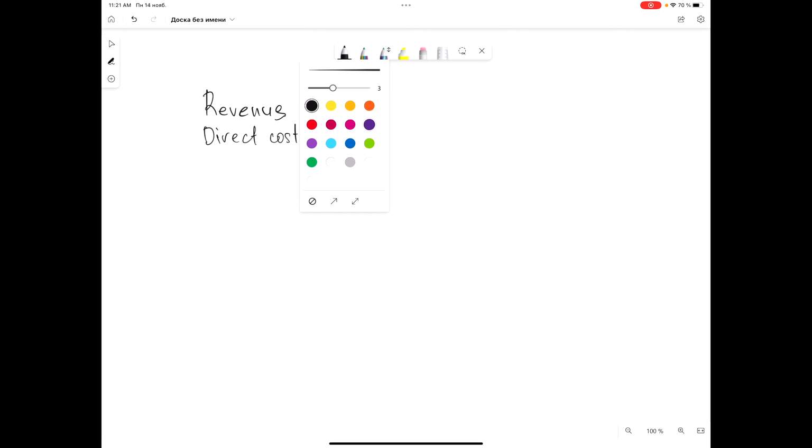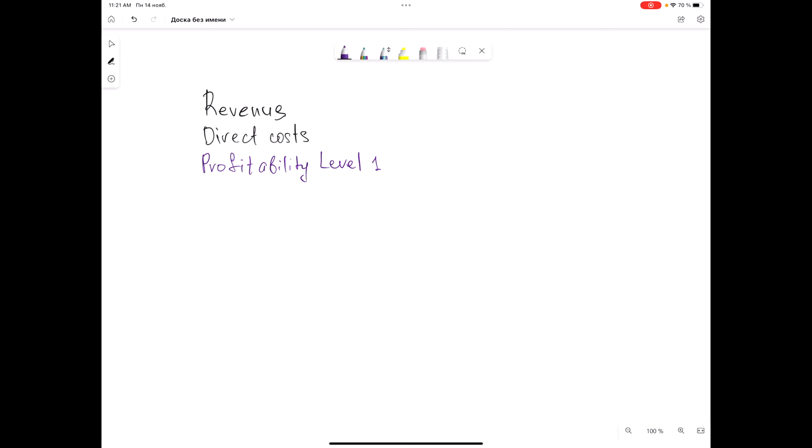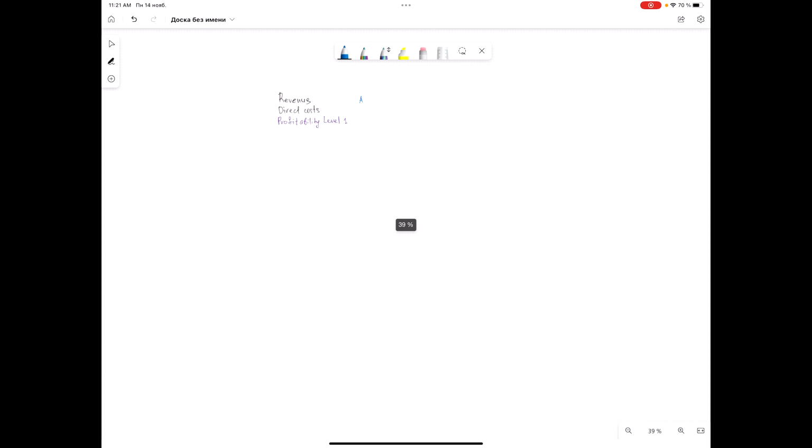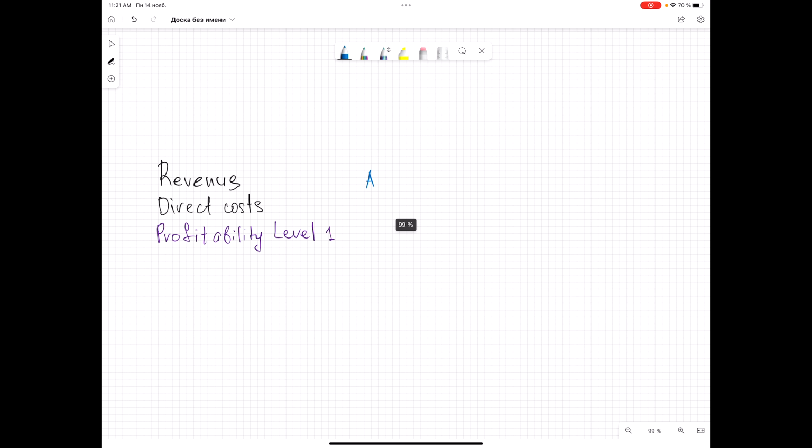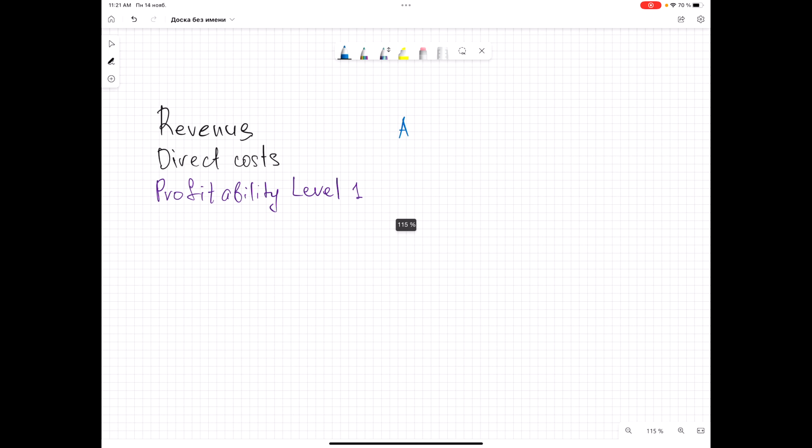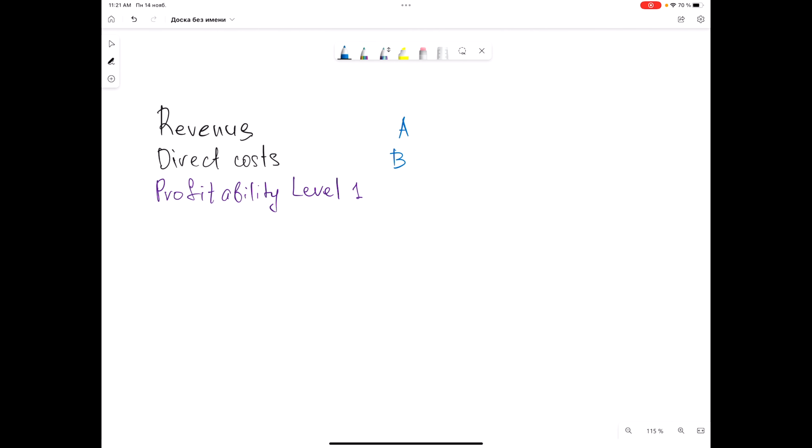And the first level of profitability, level 1, let's say, we will label with letters here: A and B. So the first level of profitability will be A minus B divided by A. So this is the first level of profitability.